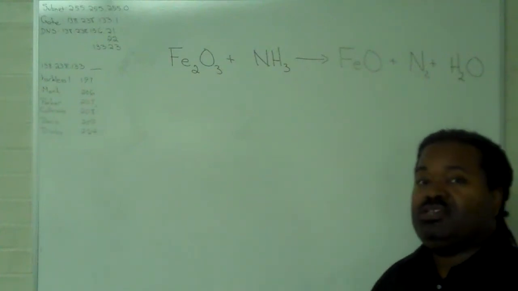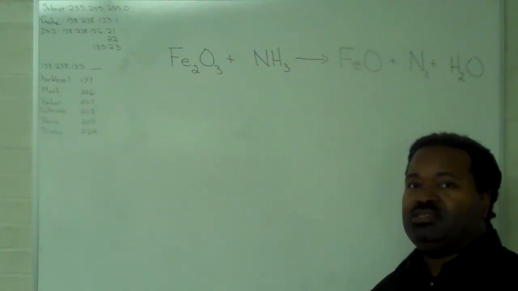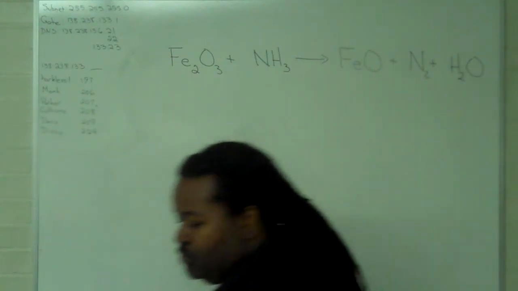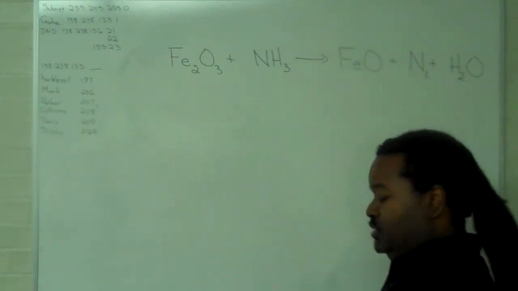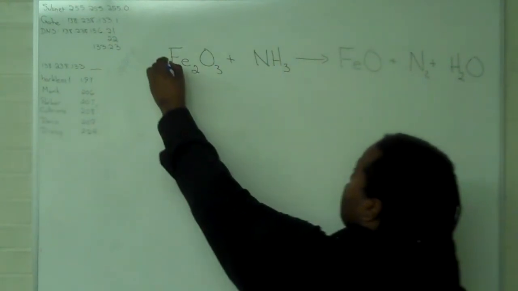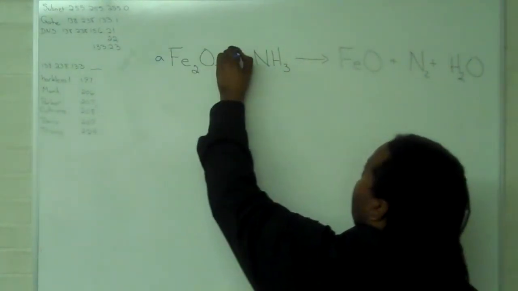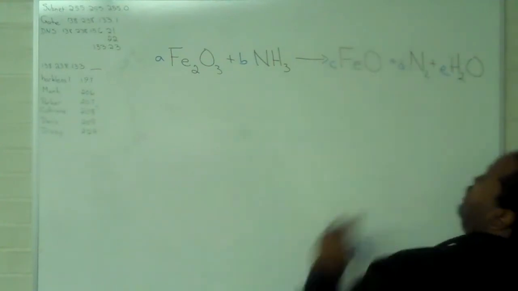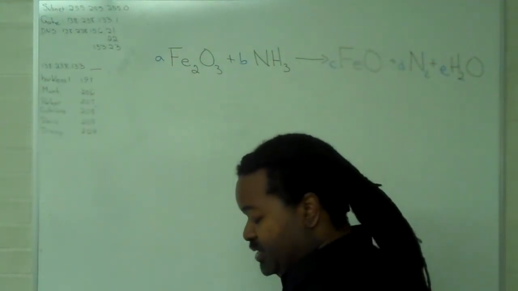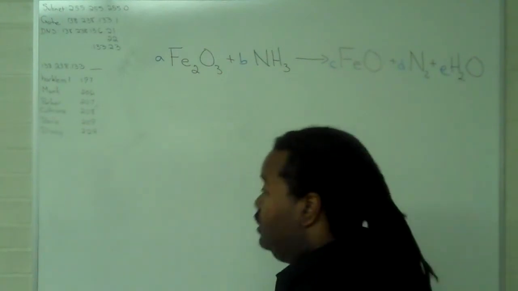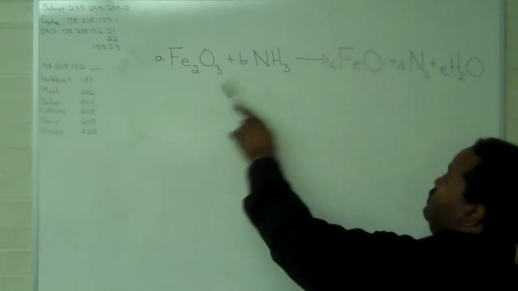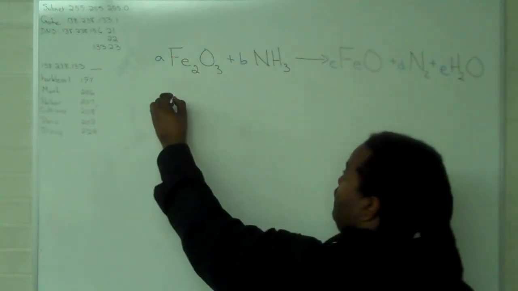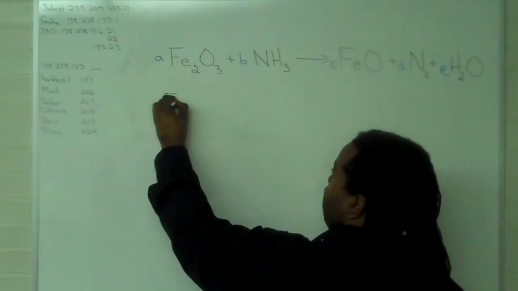This video will demonstrate how to use the algebraic method to balance the following chemical reaction. The first step is to assign dummy coefficients. So A, B, C, D, and E. The next step is to use what we know of the individual molecules as well as the dummy coefficients to write out equations for each element.